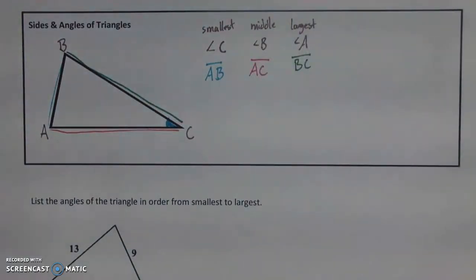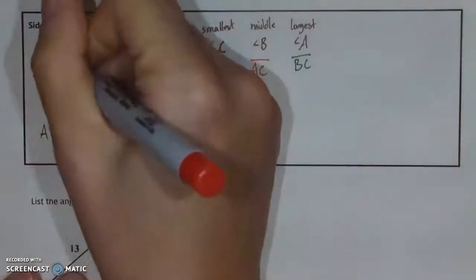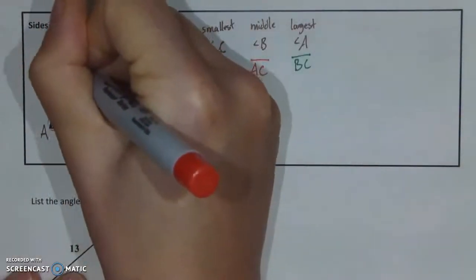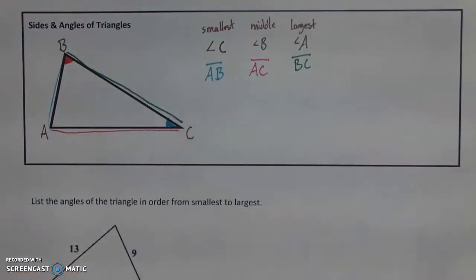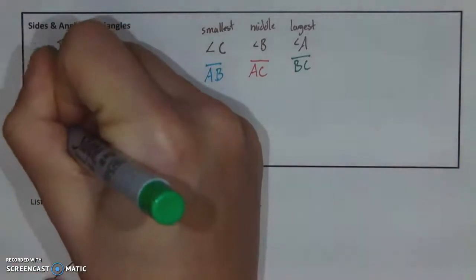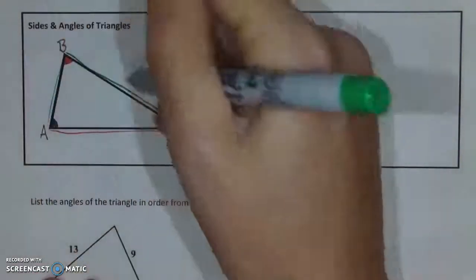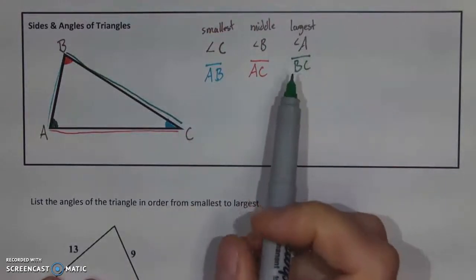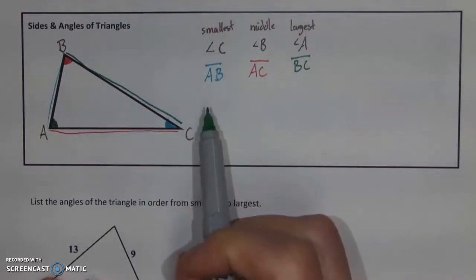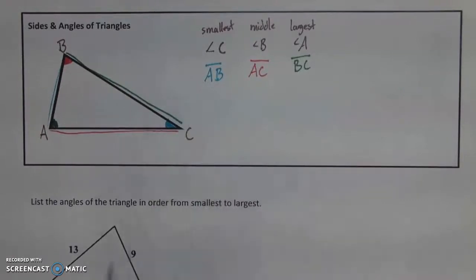Notice also when you look at our middle angle, B, that is opposite the middle length side. And last but not least, our largest angle is opposite the largest side. Now that's pretty neat because that means that these correspond. And this is actually pretty logical if you think about it.